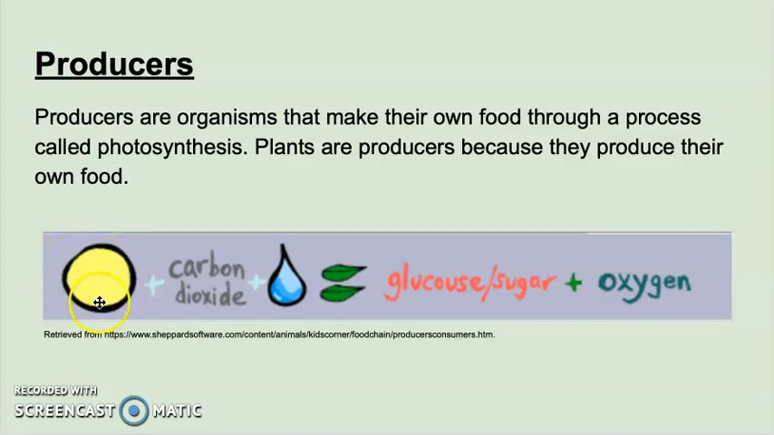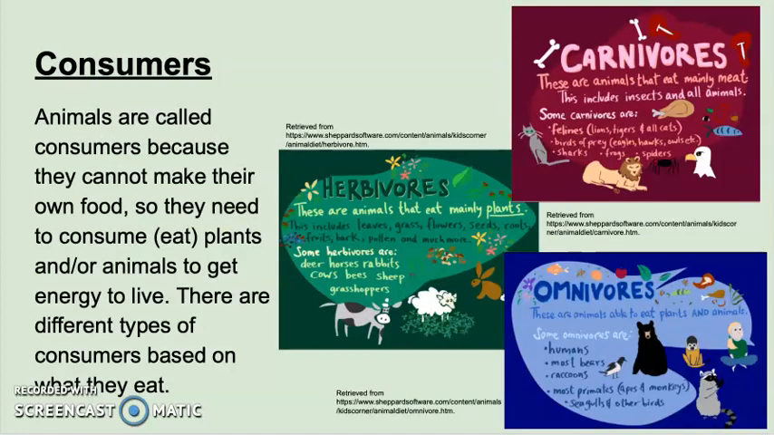So all of the energy originates with the sunlight in environments. Plants add that with carbon dioxide and water, go through photosynthesis and create glucose, which is their food, and also oxygen. Consumers are organisms that have to consume or eat other plants and animals in order to get energy to survive because they cannot make their own food.